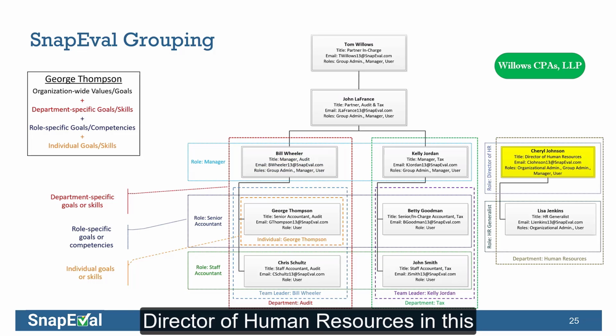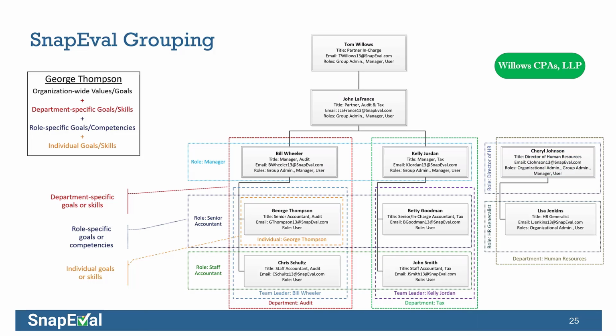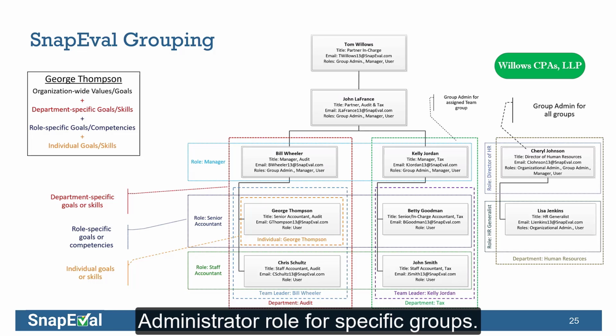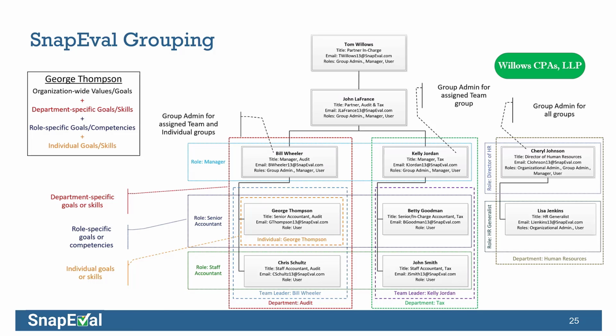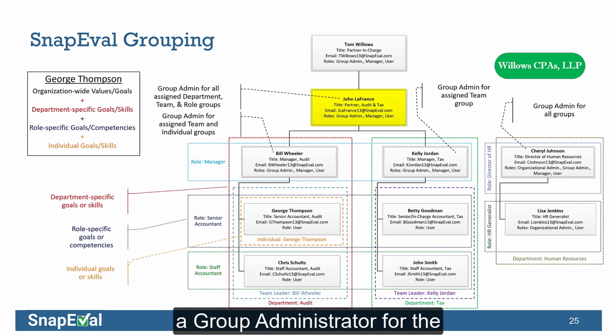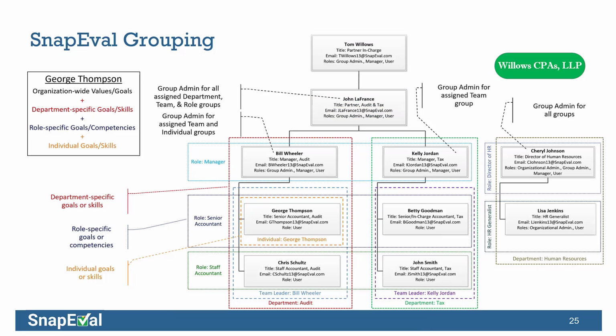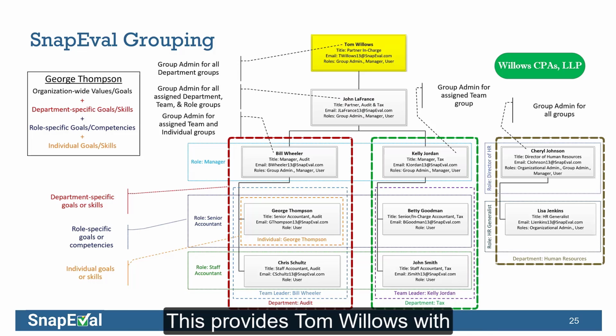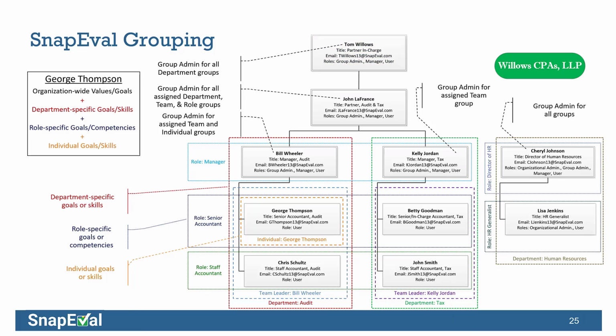Notice that Cheryl Johnson, the Director of Human Resources in this organization, is an organization administrator for the organization. By contrast, other senior leaders are typically not assigned the organization administrator role. Rather, they are assigned the group administrator role for specific groups. For example, John LaFrance is a group administrator for the audit and tax departments. Tom Willows is a group administrator for all departments in the organization. This provides Tom Willows with comprehensive visibility to feedback across the organization, but does not permit him to add new users to the organization or change organization-wide goals or values.